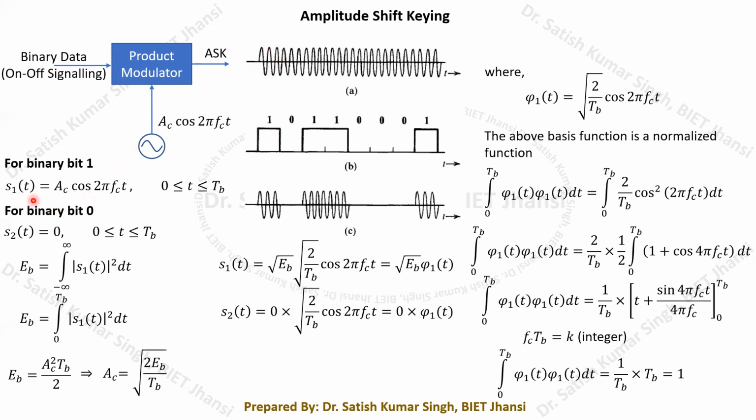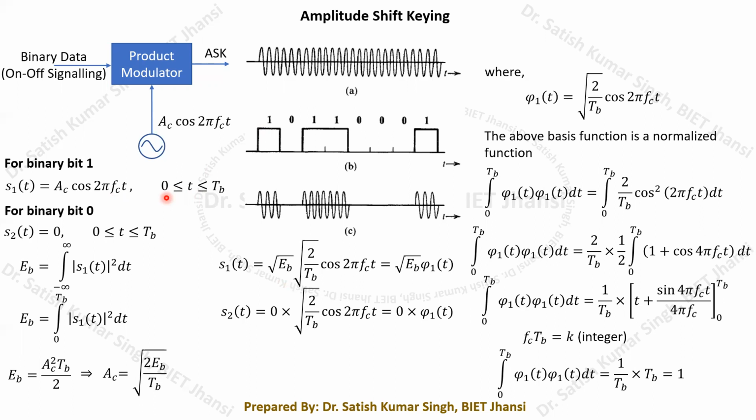So I will be calling this S1(t), the signal 1. This is our signal 1 corresponding to bit equals 1. I will write it as Ac cos(2π fc t), and that will be generated for the duration of 0 to TB.